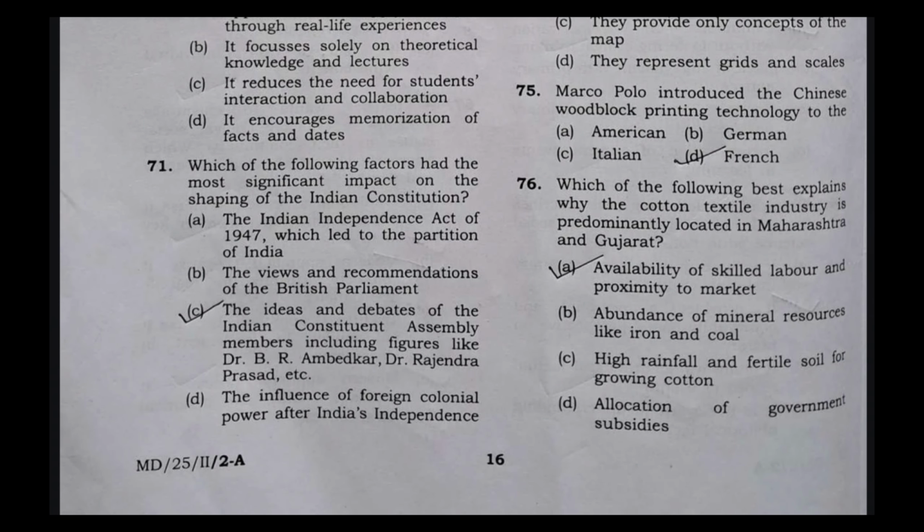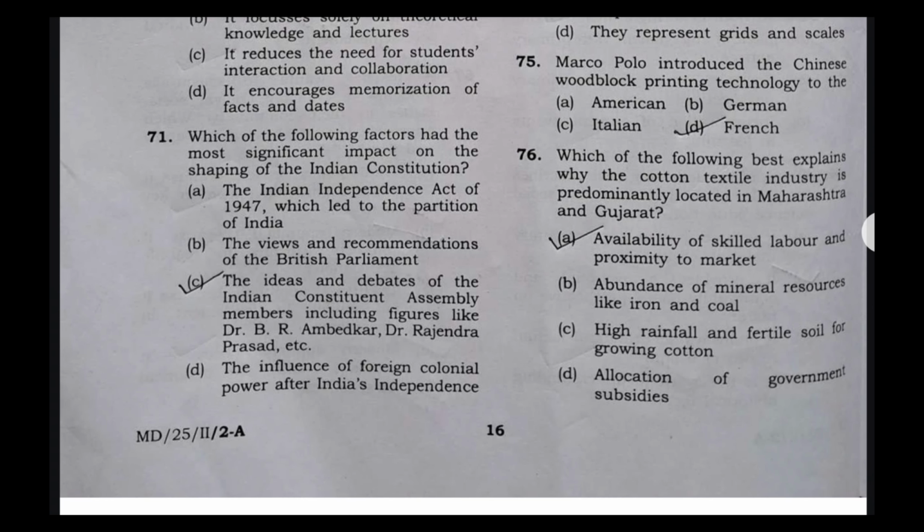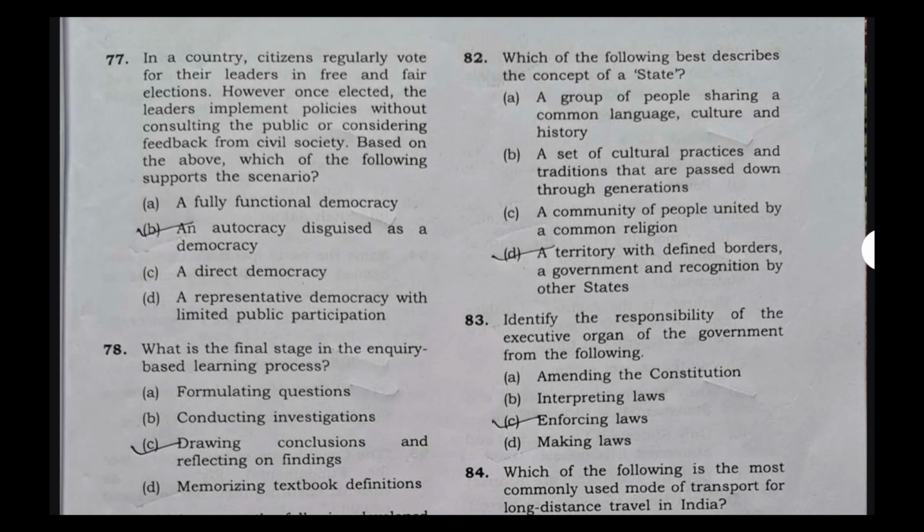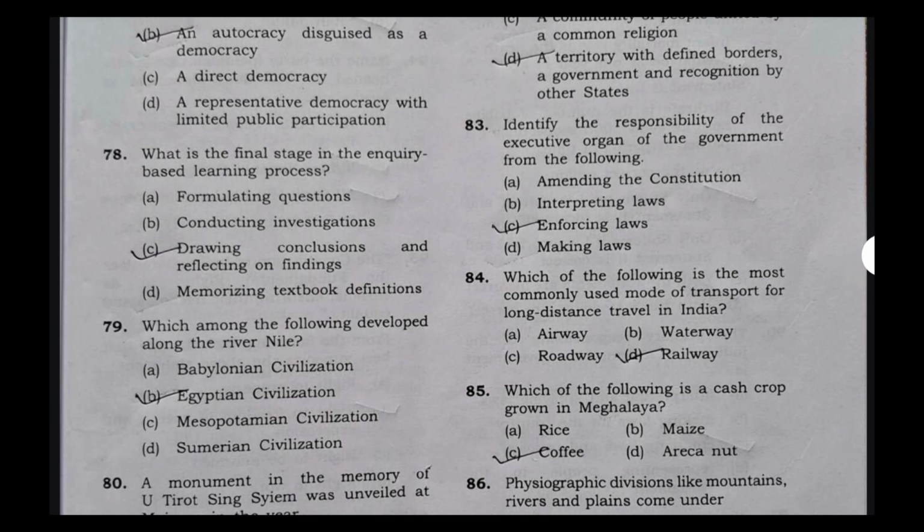Which of the following best explains why the cotton textile industry is predominantly located in Maharashtra and Gujarat? The answer is option A, availability of skilled labor and proximity to market. Next is 77. In a country, citizens supports the scenario. The answer is option B. Next is 78. What is the final stage in the inquiry-based learning process? The answer is option C, drawing conclusions and reflecting on findings.